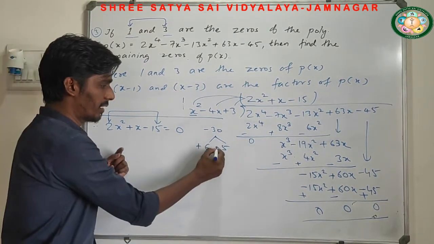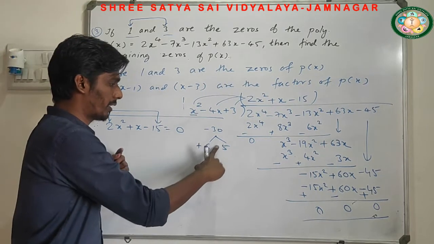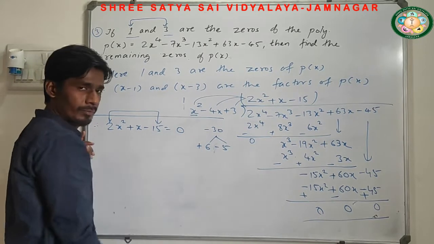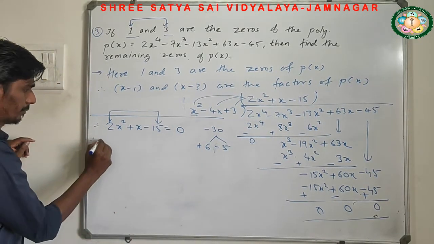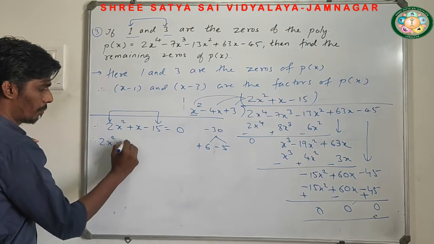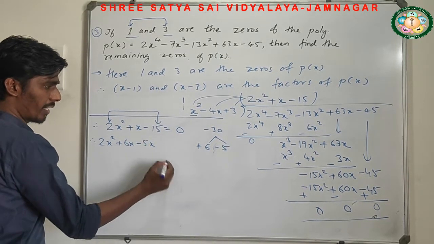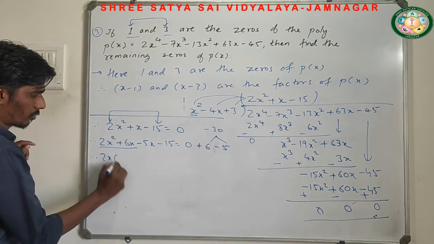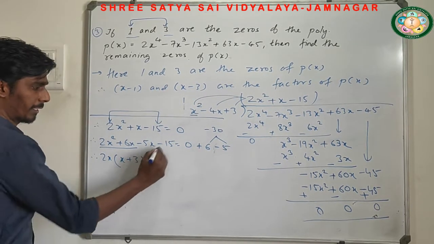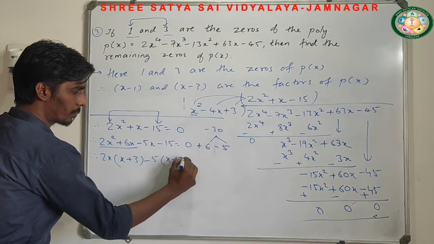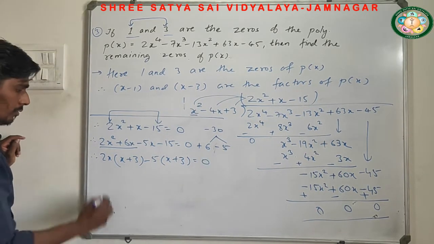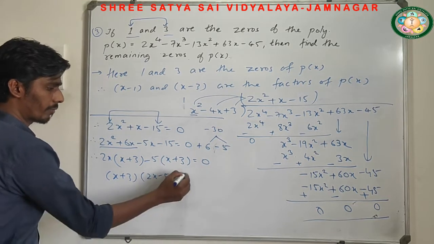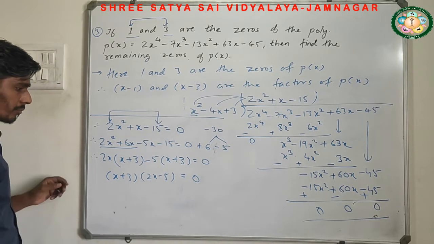If I take here plus, it becomes 11. So I have to take here minus. 6 minus 5, it's 1. 6 5s are 30. Now factorize this: 2x square plus 6x minus 5x minus 15 equals to 0. Common, 2x common, x plus 3. Minus 5 common, x plus 3 equals to 0. X plus 3, 2x minus 5 equals to 0.